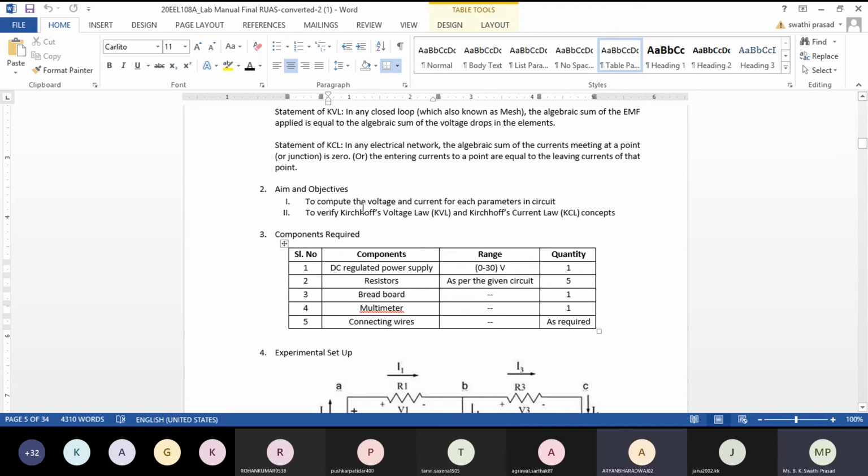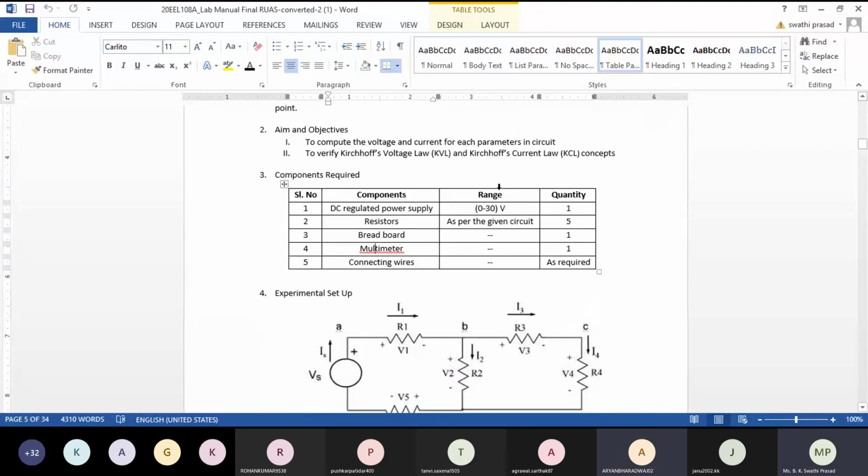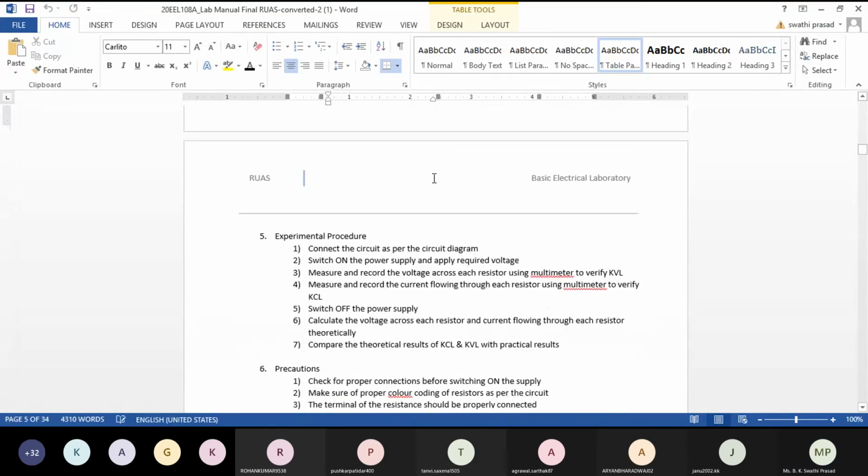Okay. I have computed voltage. See, if you read your aim and objective, what is your aim? To compute voltage and current for each parameter in the circuit. That you should conclude that you have calculated it using KVL and KCL. That's all. And verification is also done using KVL and KCL. Is it fine? Yes, ma'am.